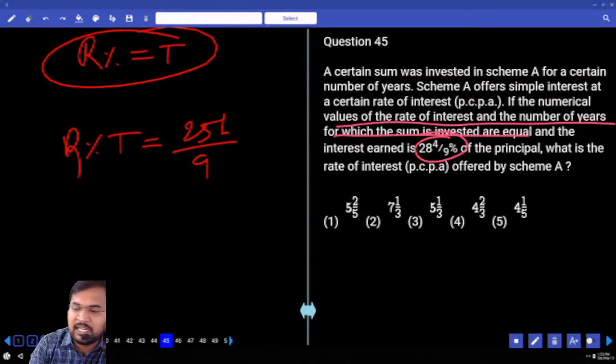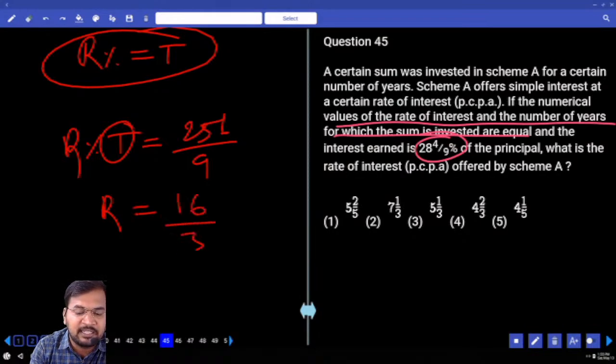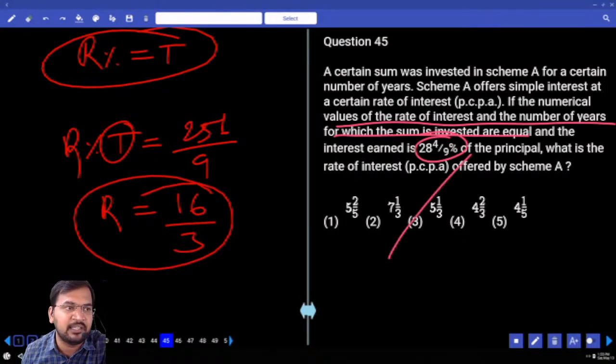So R is equal to T, na? In place of T you have to substitute R, na, and R into R is nothing but R square, na. R square is equal to 256 by 9, which is nothing but R is equal to 16 by 3, na. 16 by 3 is nothing but 5 1 by 3, na. Your answer is 5 1 by 3. Shall I go for the next question?